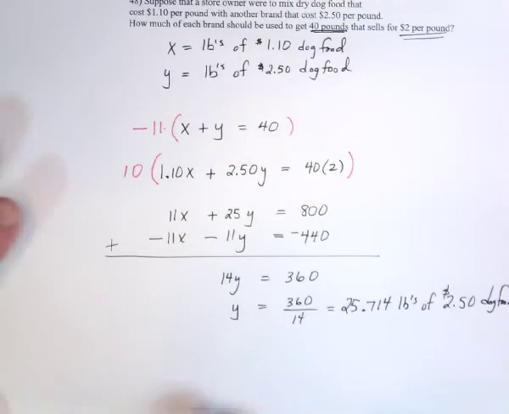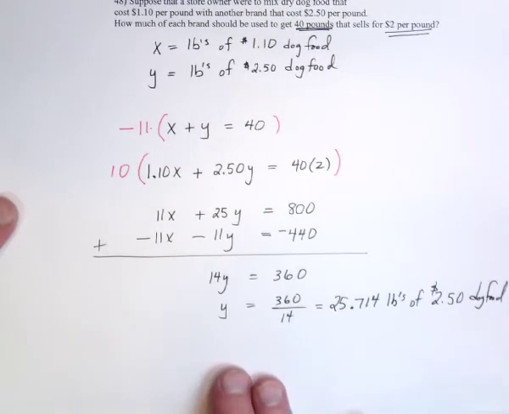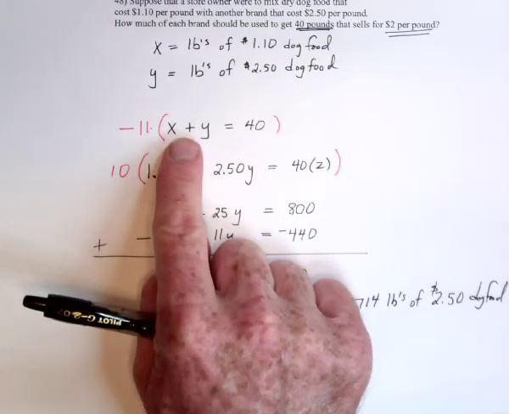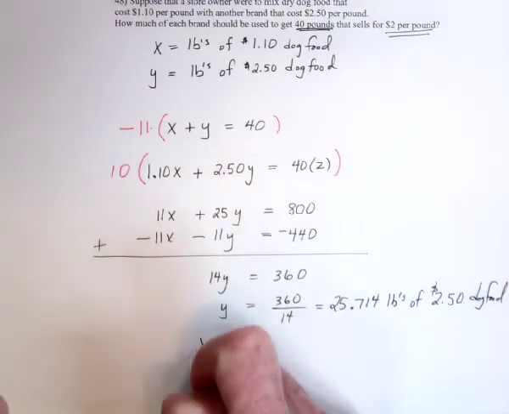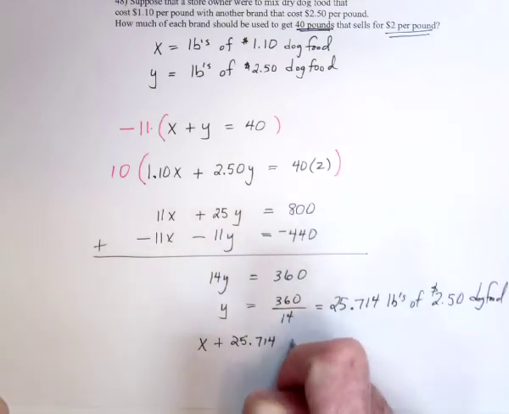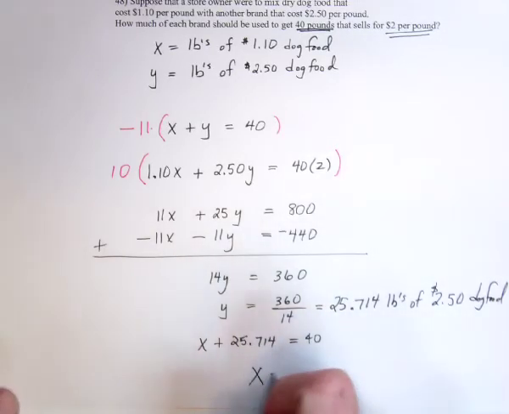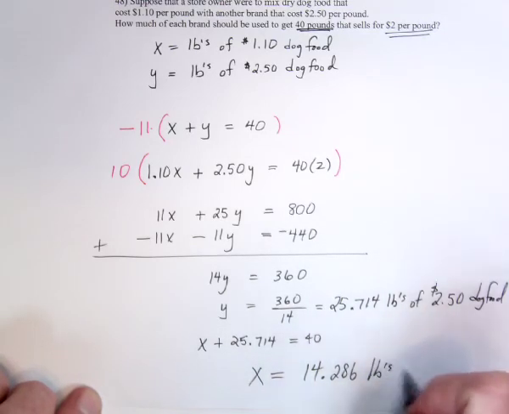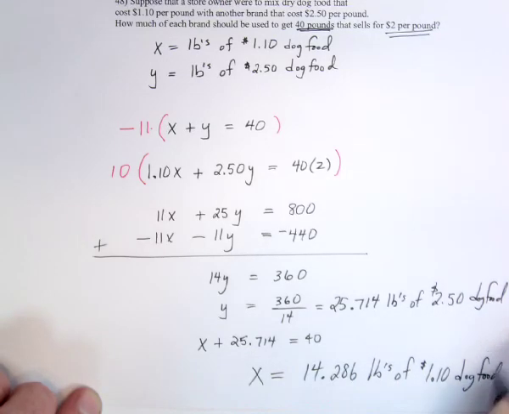And then, in order to solve for x, you can use whichever equation. This one right here, the one in black before I messed with it, that would be easiest. So it would be x plus 25.714 is equal to 40. So x is, all you have to do is subtract. So 40 minus 25.714 is going to be 14.286, and then that's pounds of the cheaper one. And there we go.